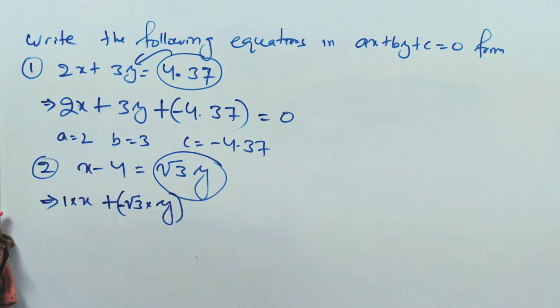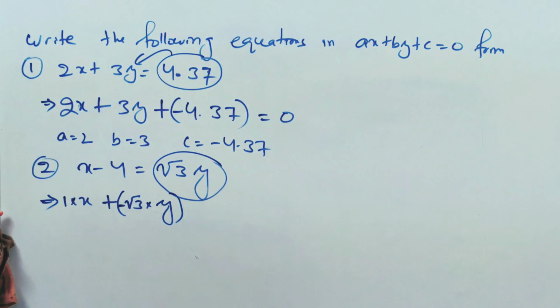So now why is this minus root 3y, do you know that? You can understand, because root 3y is plus there, so it has become minus on this side. So now this is in the form ax plus by plus c, I am reading it: 1x plus minus root 3y plus minus 4 is equal to 0, right?